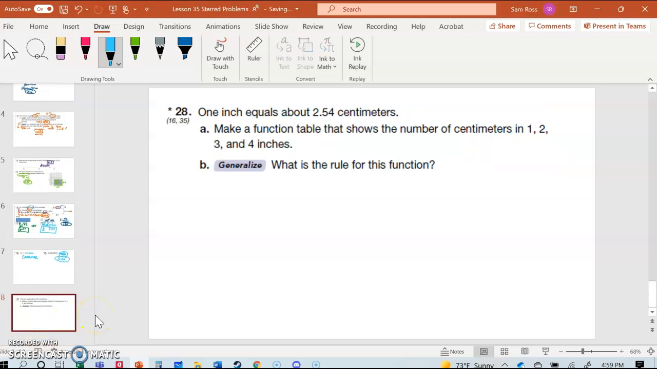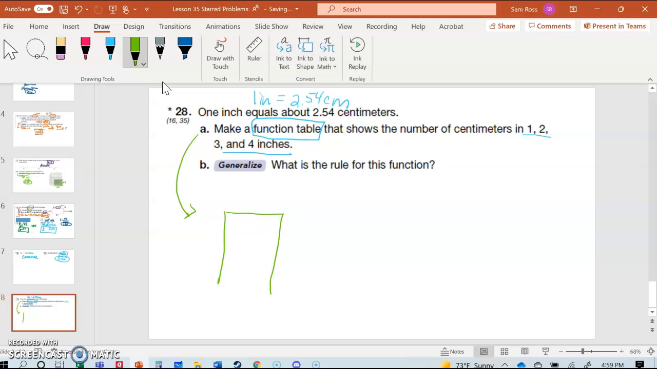All right. So here we have 1 inch is equal to 2.54 centimeters. And A says make a function table, it's really not as awful as it sounds, that shows the number of centimeters in 1, 2, 3, and 4 inches. Okay, so let me make a little table. So this is going to be inches, and this is going to be centimeters. And they want me to do 1, 2, 3, and 4. So 1 inch, 2 inches, 3 inches, and 4 inches.